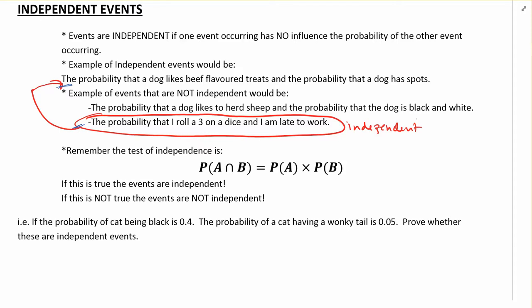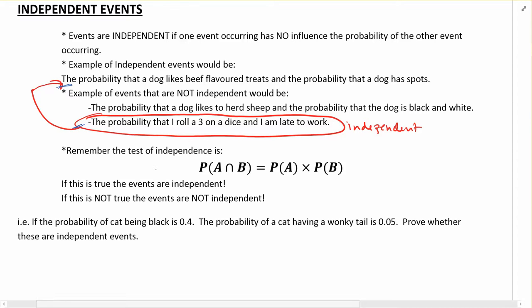Another thing might be, given the probability that my best friend is late to class, what is the probability that I'm late to class? And that could be a situation where, well, if my best friend is late, I might be late because I'm hanging out with my best friend, and if she's late, I'll be late with her. So those are situations of not independent events.